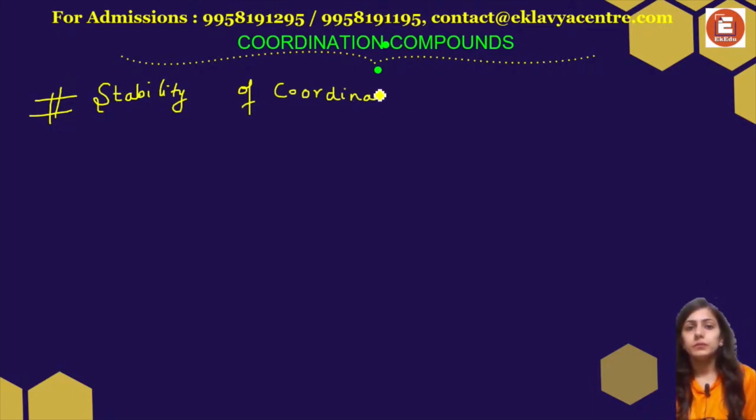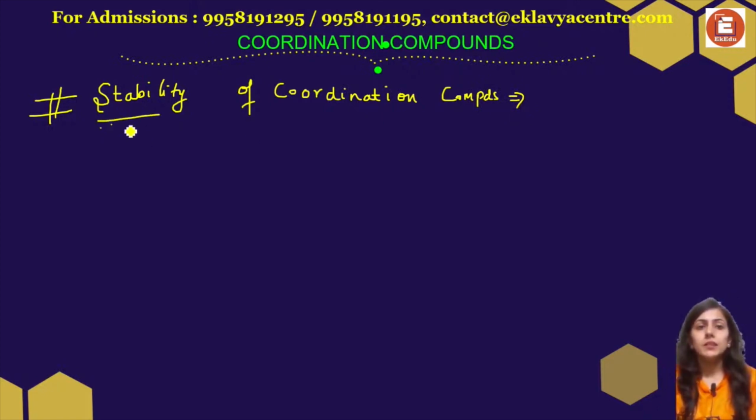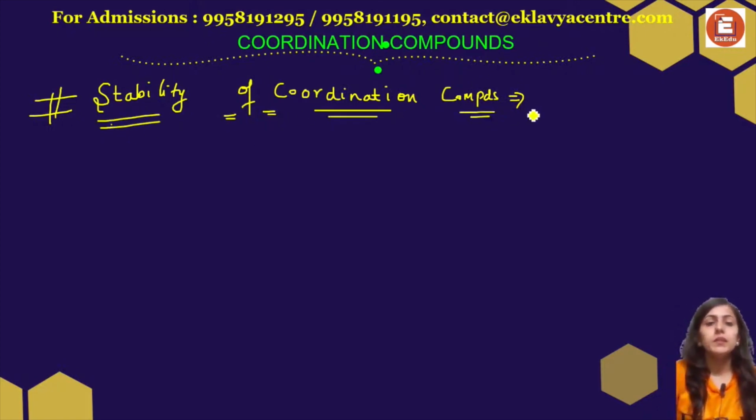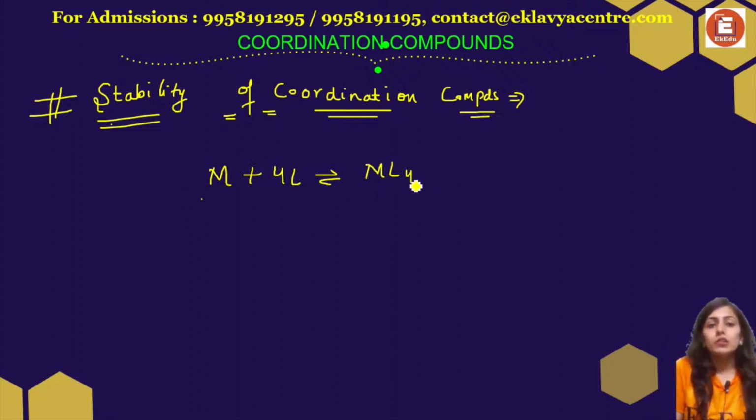Stability of coordination compounds. Now what happens in this case for the stability of coordination compounds? Suppose we have a metal atom. A metal atom interacts with ligands and it forms a coordination complex, right? Now this coordination complex, right?